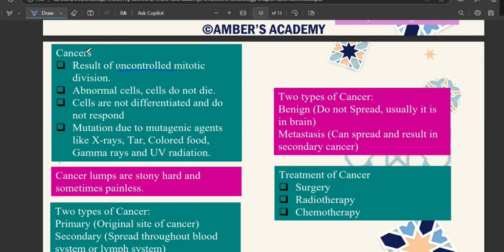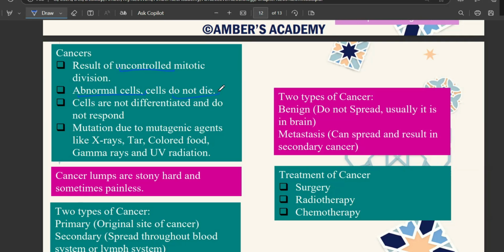But in a cancer condition, your mitotic cell cycle becomes uncontrolled, so that your cell is unable to identify whether a new cell is needed or not needed. So the uncontrolled mitotic cell cycle keeps on happening, which results in abnormal cells, and these are the cells which do not die.